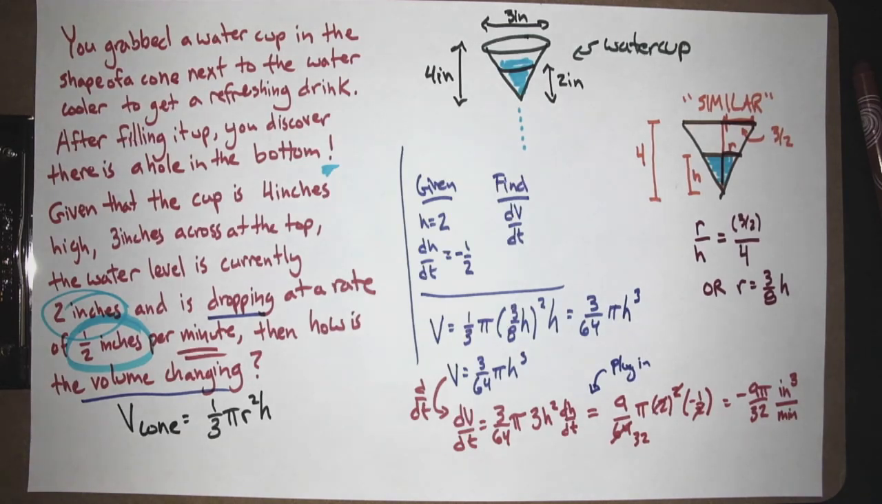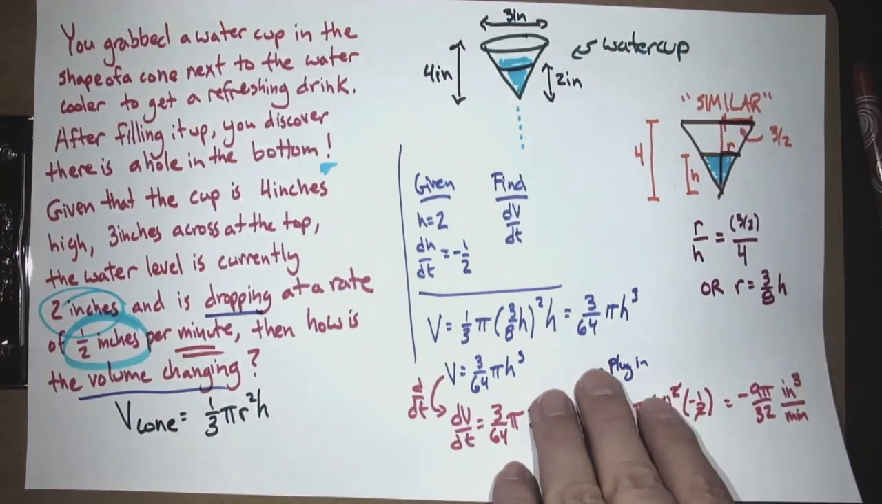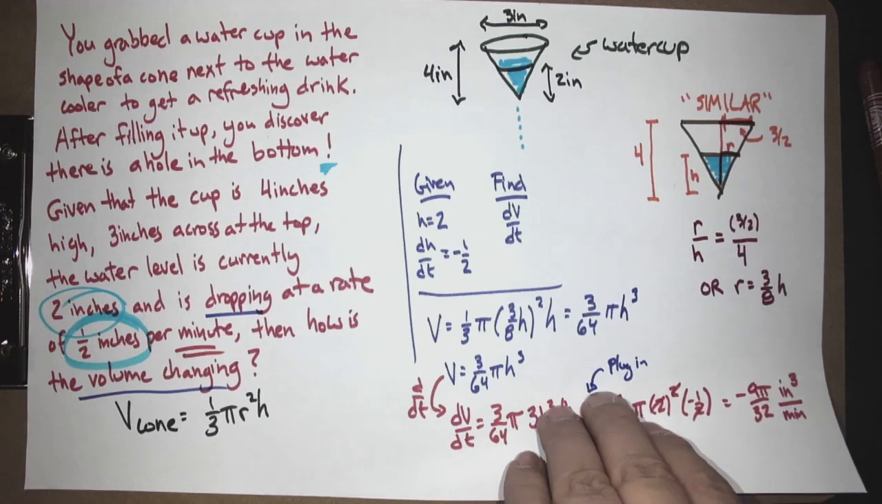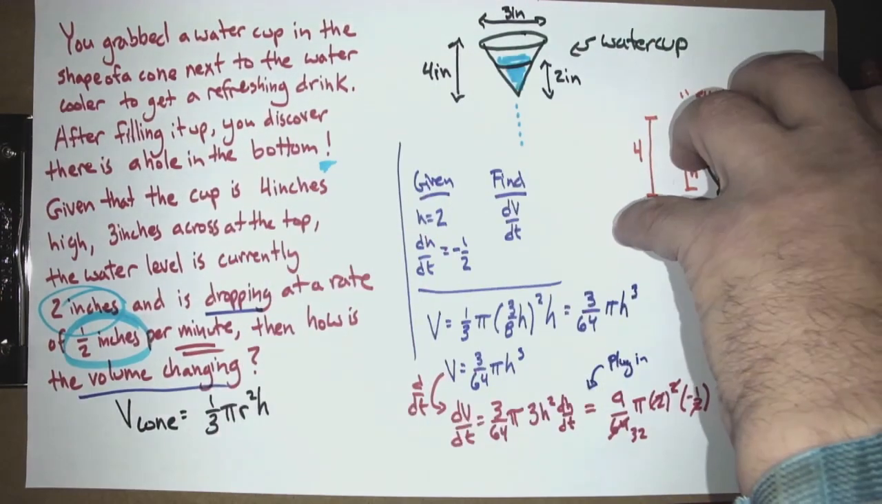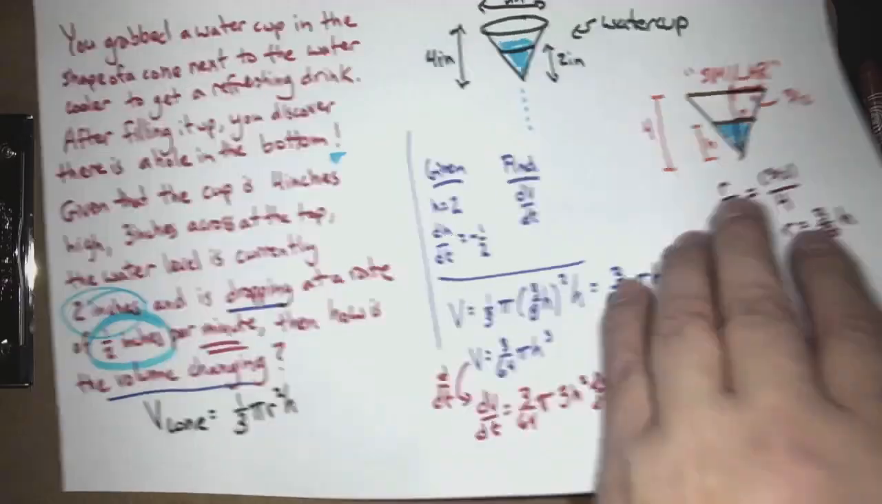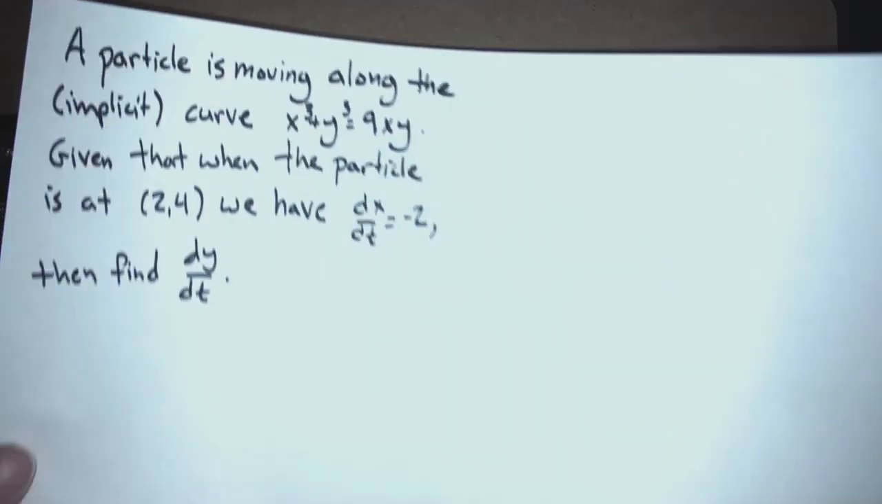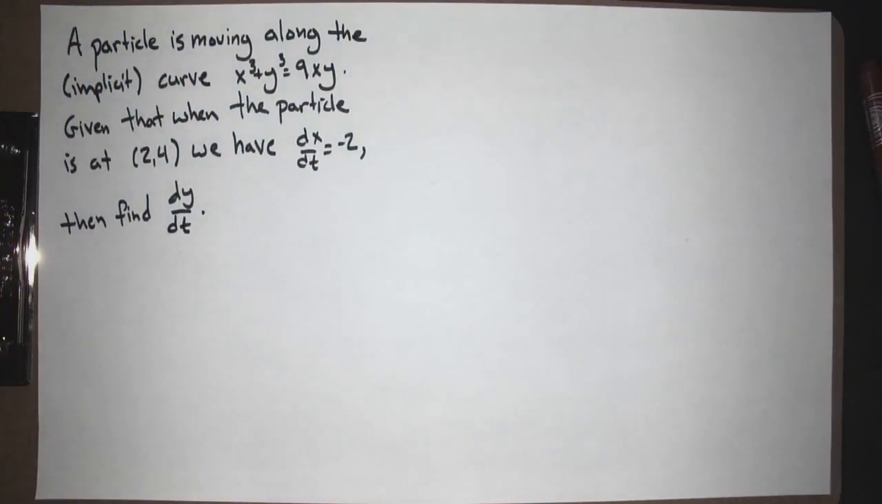So let's try another one. I apologize. Any questions? So we've seen examples of volume, similar triangles. We've seen Pythagorean theorem. We've seen some trig. A particle is moving along the implicit curve x cubed plus y cubed equals 9xy. Given that when the particle is at the point (2, 4), we have dx/dt equals -2, then find dy/dt. All right. Is this a related rates problem?